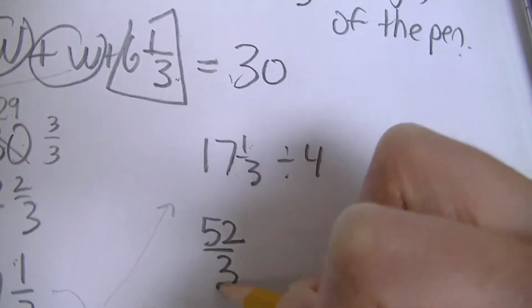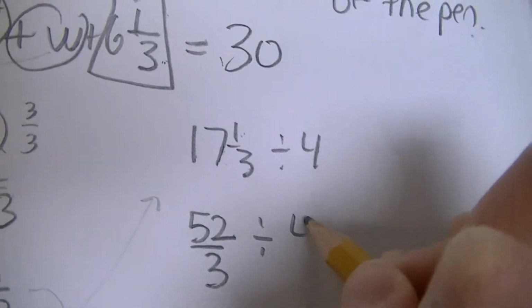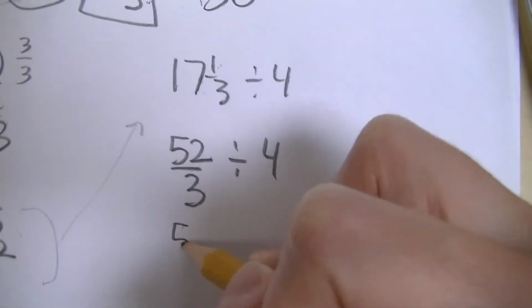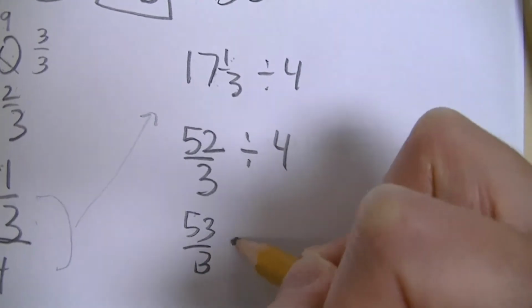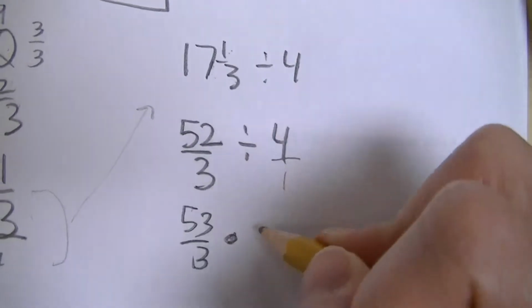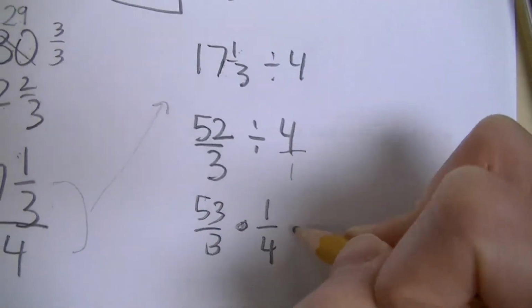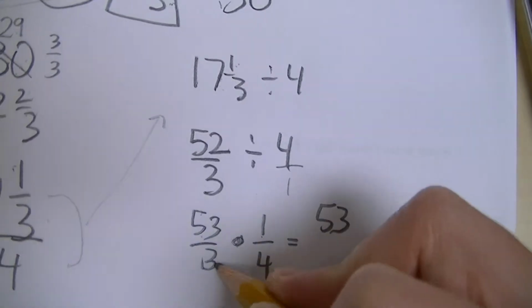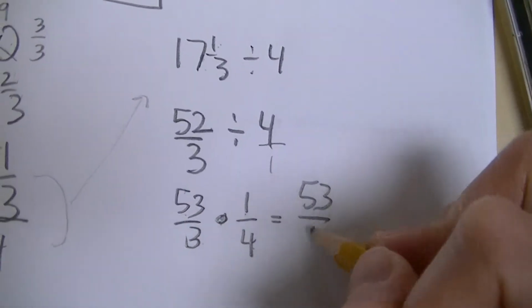Keep that same denominator. And divide it by 4, okay? Now I can do the keep, change, flip much easier. So keep it, change it to multiplication, and flip it. So this was really 4/1, I guess. And then flip that to 1/4. Okay, so 53 times 1 is 53. 3 times 4 is 12.